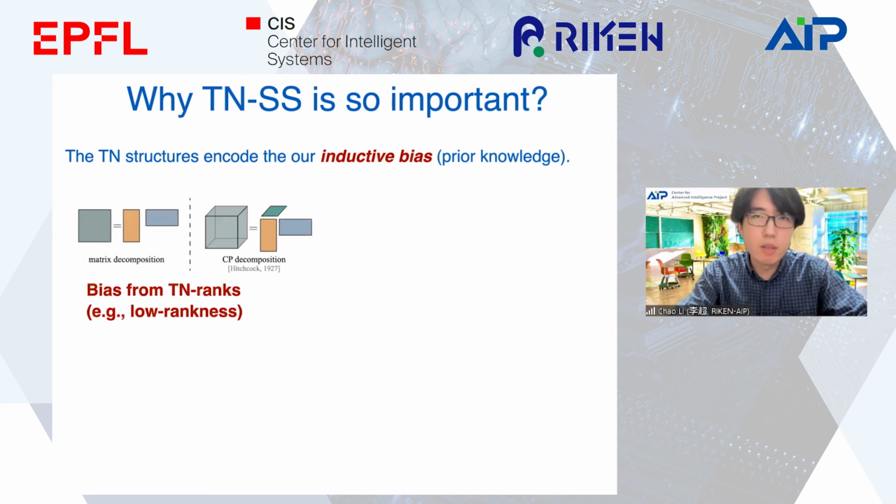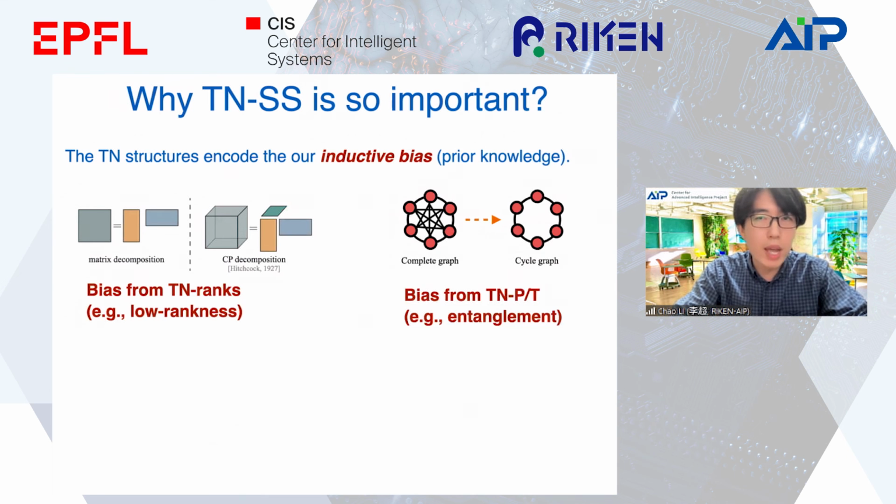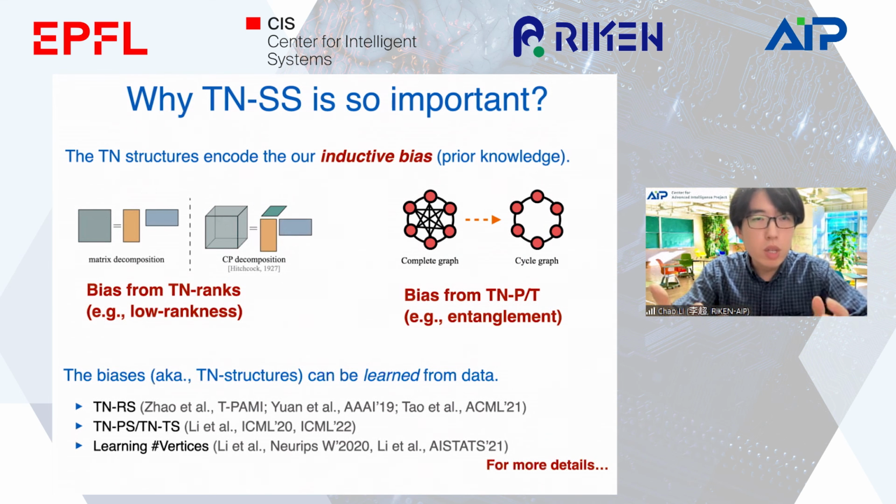But this prior knowledge can be encoded into the ranks or the graphs. But the problem is, in practice, it's quite challenging for us to know how to encode these inductive biases into the tensor network correctly. So as the conclusion of this presentation, we'd like to say our research results prove that these inductive biases can be learned from the data set efficiently. Thank you.